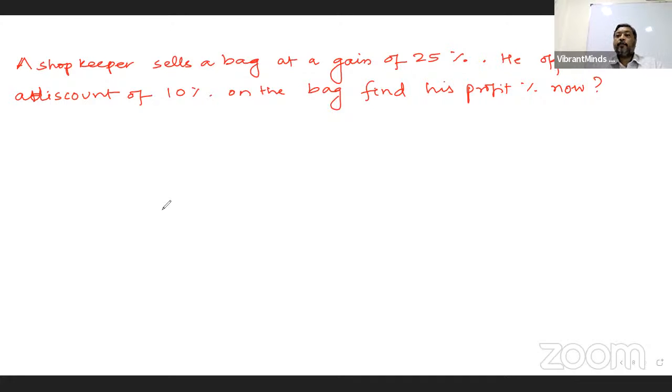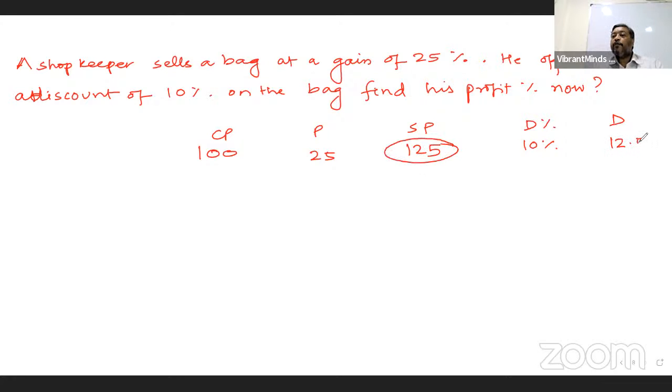Is it clear? Now see, suppose I will say he bought for 100 rupees. He is gaining 25%, means his profit is 25. So he must have sold it for 125. But again, he is giving a discount. Discount of how much? 10%. So what is the actual discount? The actual discount is 12 rupees and 50 paisa.